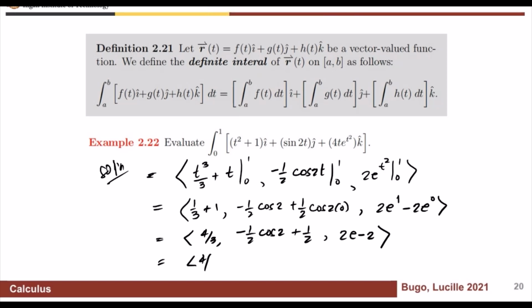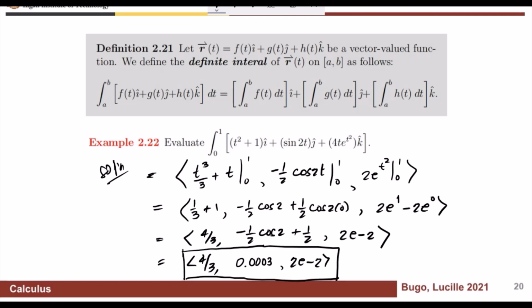So you can solve for the specific values of this. The second component will be approximately 0.0003, and then this one you can write as 2e minus 2, or you can solve it. So that is the definite integral of the given vector valued function.